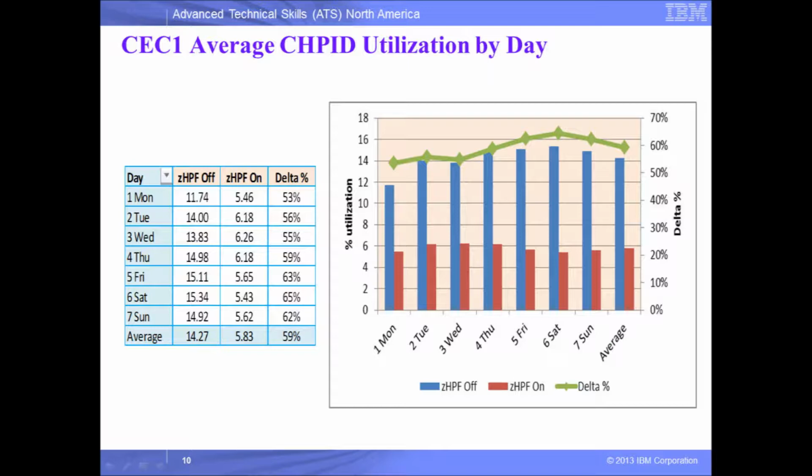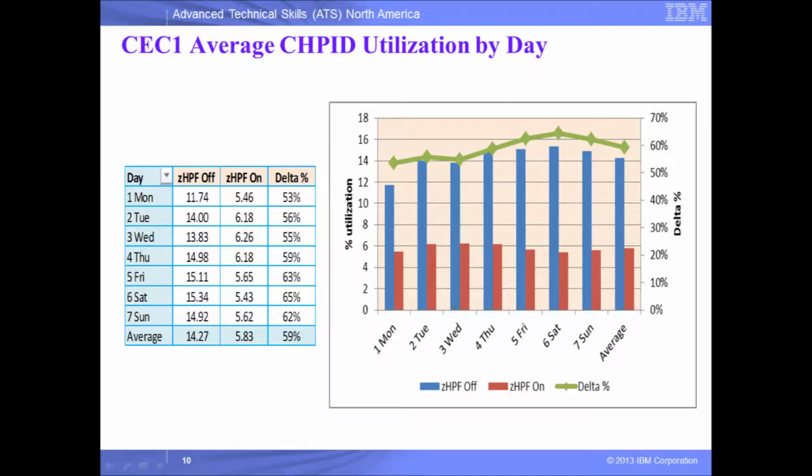So, if we look at the second row, which is the Monday data, we see that the average channel utilization with zHPF off is about 11%, and with zHPF on, it improves to about 5%. The delta between these two numbers is about 6%. If we calculate this delta in terms of percentage channel utilization improvement, we divide the 6% improvement by the original channel utilization of 11%, and we will come up with 53%.